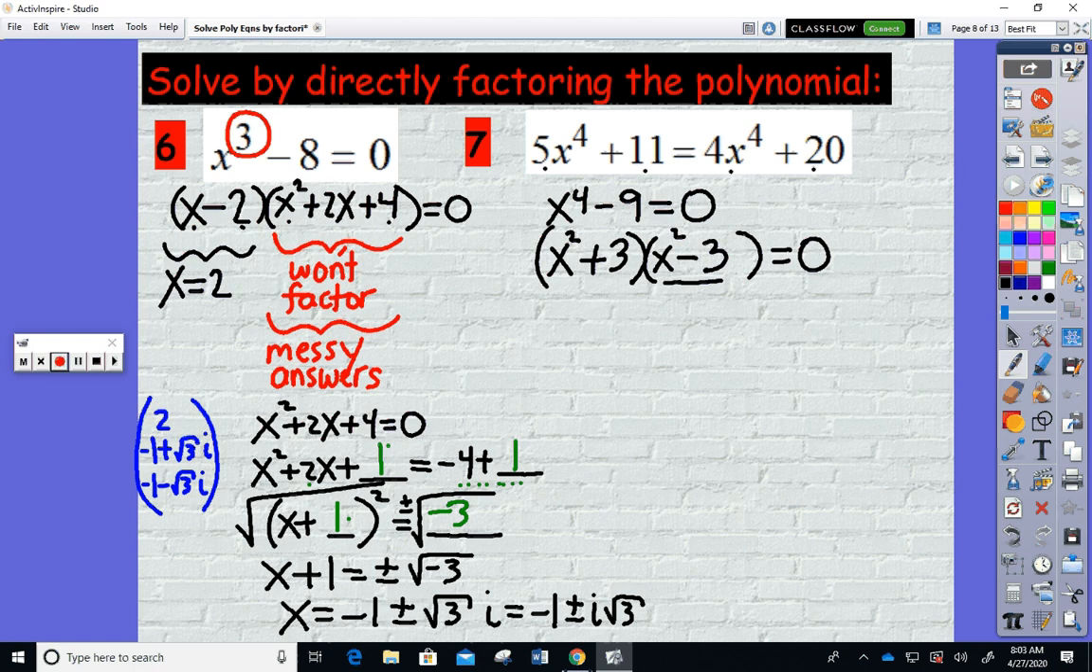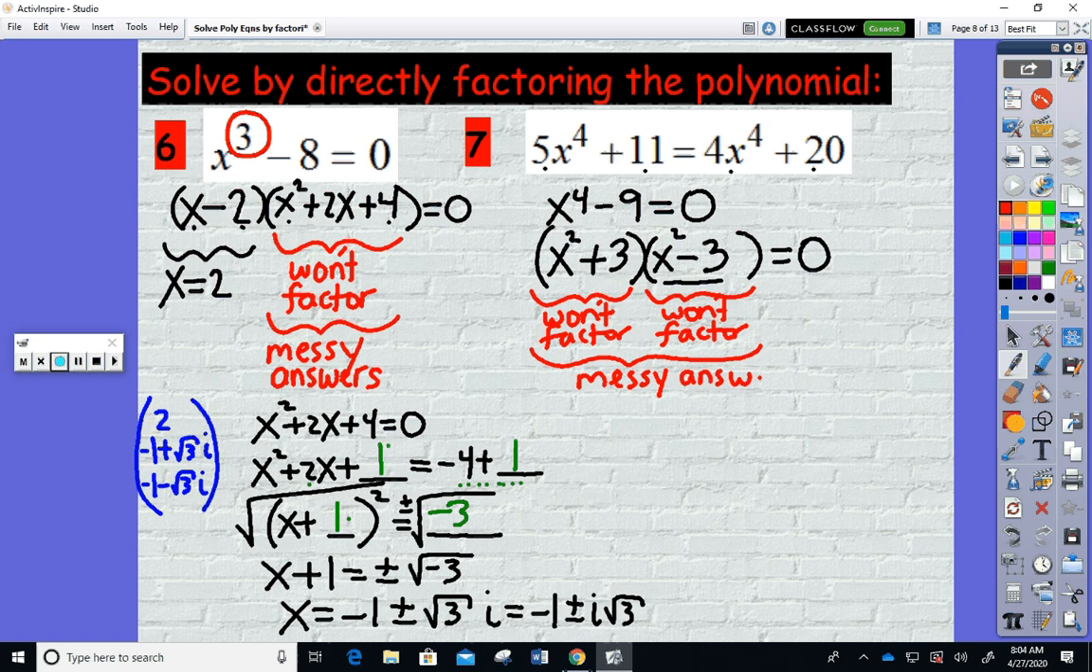So I want to say again, if you've got quadratics that won't factor again, and both of them are in this boat. Sometimes one will and one won't. But if you've got quadratics that won't factor again, expect messy answers. So messy answers means answers that have square roots in them, answers that have i's in them, or answers that have square roots and i's.